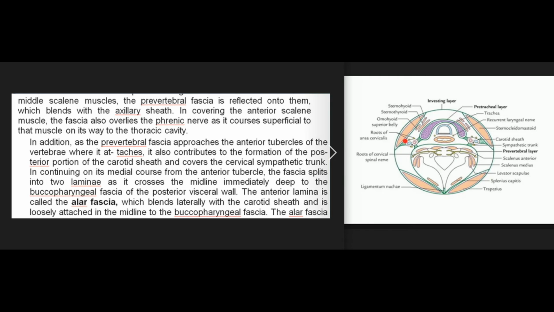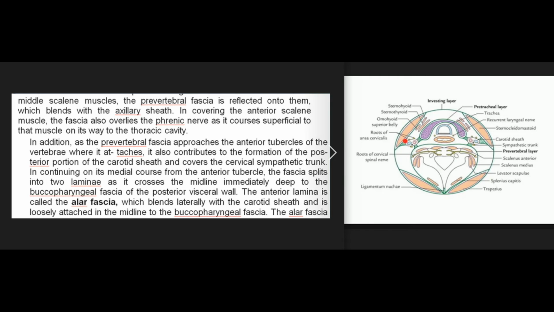In addition, as the prevertebral fascia approaches the anterior tubercles of the vertebrae where it attaches, it also contributes to the formation of the posterior portion of the carotid sheath and covers the cervical sympathetic trunk. In continuing on its medial course from the anterior tubercle, the fascia splits into two laminae as it crosses the midline immediately deep to the buccopharyngeal fascia of the posterior visceral wall.